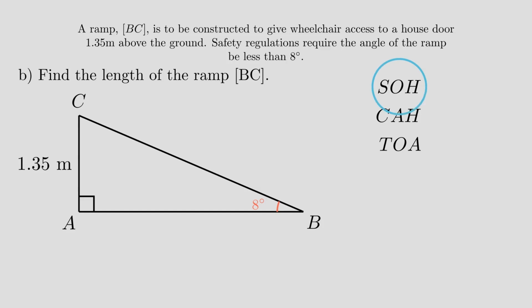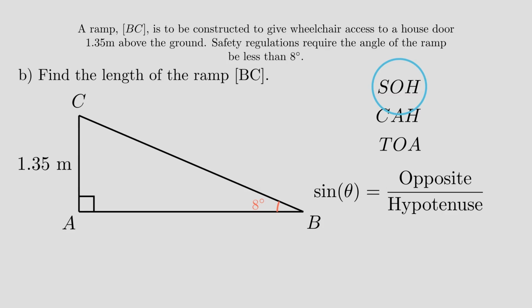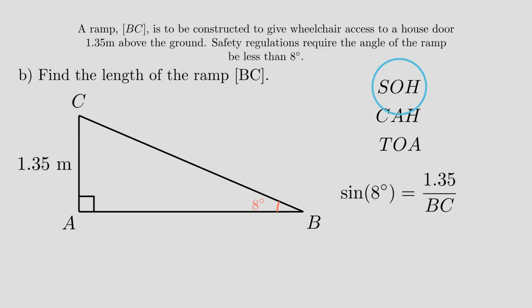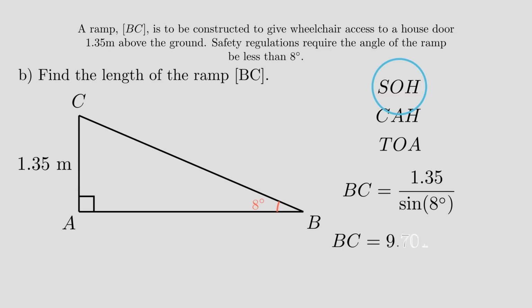Now we know the side opposite to the angle, which is 1.35, and we want to find the hypotenuse BC. Opposite and hypotenuse means we're going to use sine. So, sine of 8 degrees is equal to 1.35 divided by BC. Rearranging this, we get BC is equal to 1.35 divided by sine of 8 degrees. Plugging this into our calculator, we get approximately 9.704. So the ramp length is 9.70 meters to 3 significant figures.